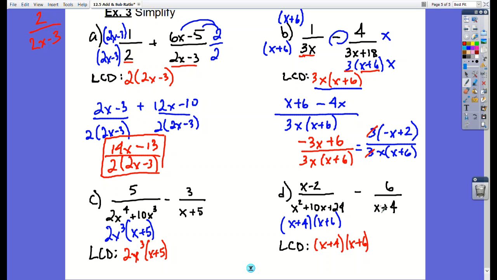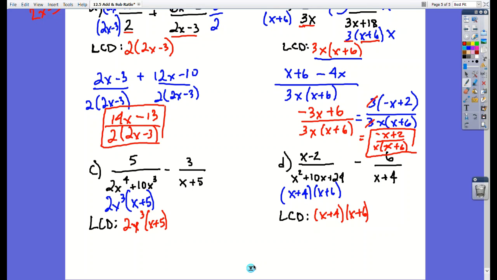So let's get rid of that 3 in front to get a final answer. Negative x plus 2 over x times x plus 6. Awesome. So far, so good on the board. I know that there's a lot going on, but we're just multiplying really by what we're missing.